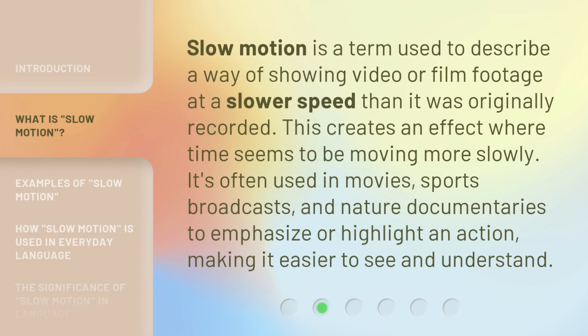Slow motion is a term used to describe a way of showing video or film footage at a slower speed than it was originally recorded. This creates an effect where time seems to be moving more slowly. It's often used in movies, sports broadcasts, and nature documentaries to emphasize or highlight an action, making it easier to see and understand.